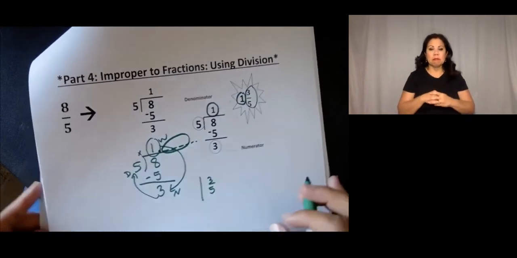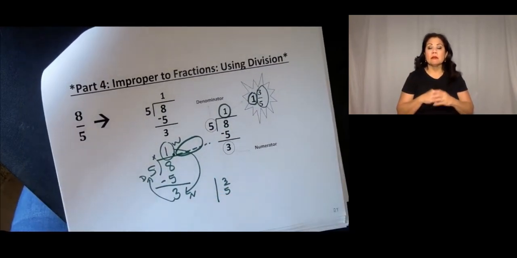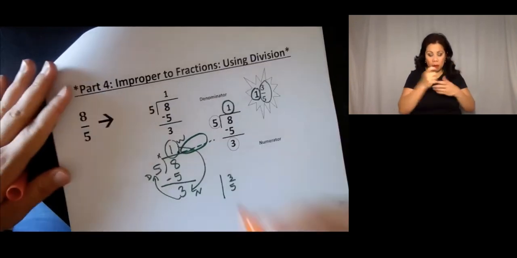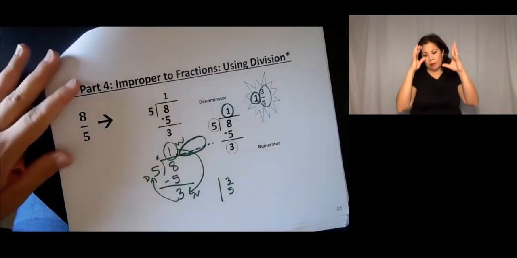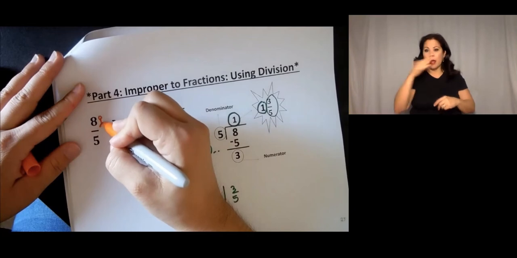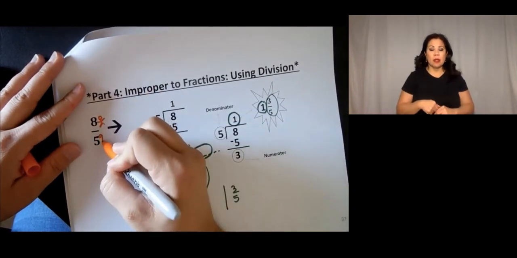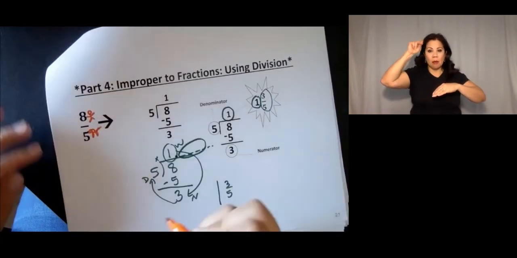Okay. Something to just help you out when you are setting up your long division problem, if you're doing it this way. We like to think of this as the cowboy and the horse. Say this is the cowboy. Okay, and this is the horse. I'm a horrible drawer, right? Pretend that's a horse.